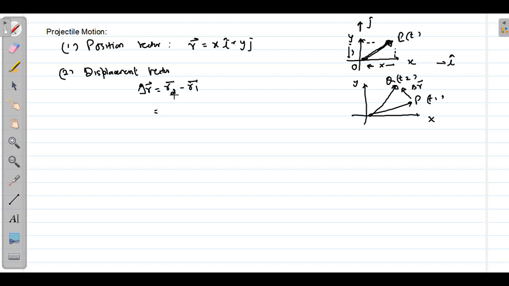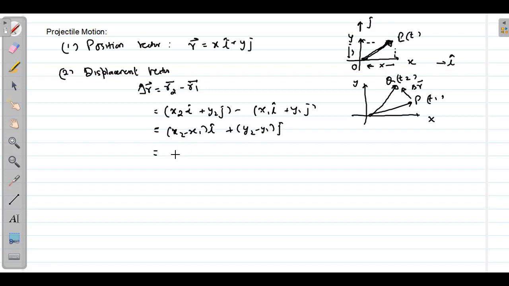If I write this r2 in terms of components, we can write it as x2 i plus y2 j minus x1 i plus y1 j, where x1, y1 are the components of vector r1 along the x and y axes respectively. Similarly, x2, y2 are the components of position vector r2 along the x-axis and y-axis respectively. So we can conclude it by combining i terms with i and j terms with j. So we can write it as (x2 minus x1) i plus (y2 minus y1) j.